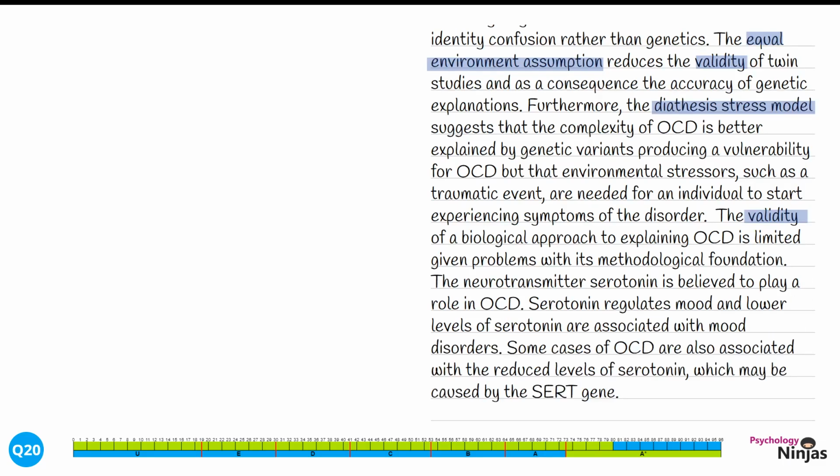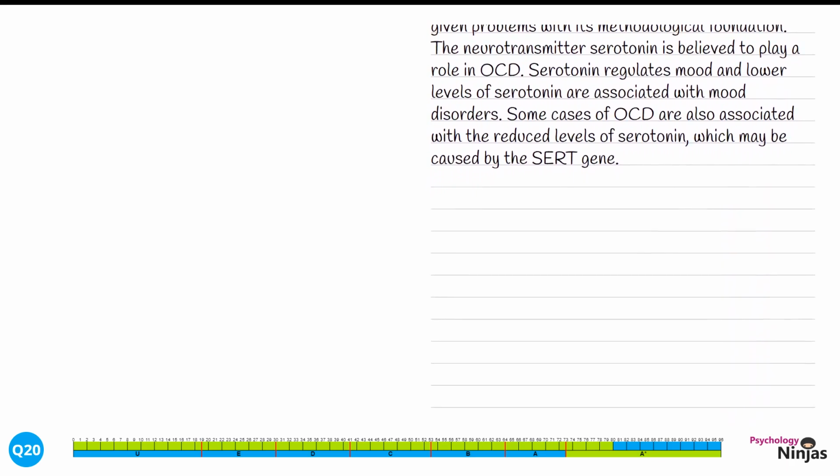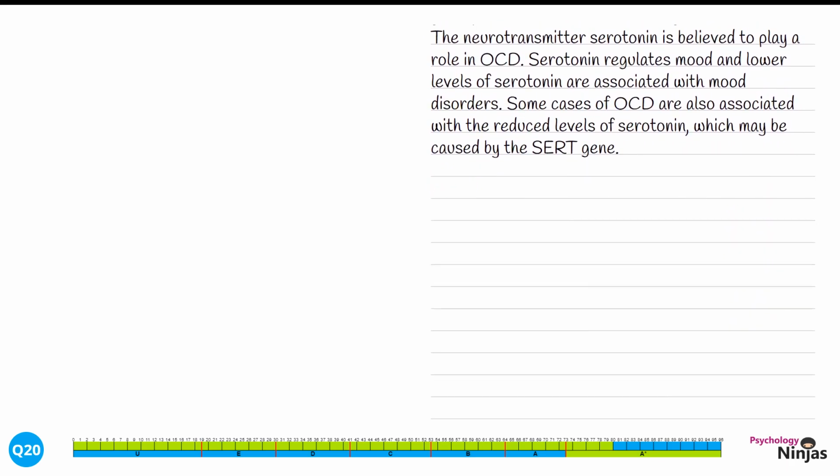The neurotransmitter serotonin is believed to play a role in OCD. Serotonin regulates mood, and lower levels of serotonin are associated with mood disorders. Some cases of OCD are also associated with the reduced levels of serotonin, which may be caused by the SERT gene. We've returned to discuss neurotransmitters as an explanation for OCD, this time focusing on serotonin and low levels of serotonin being linked to OCD.